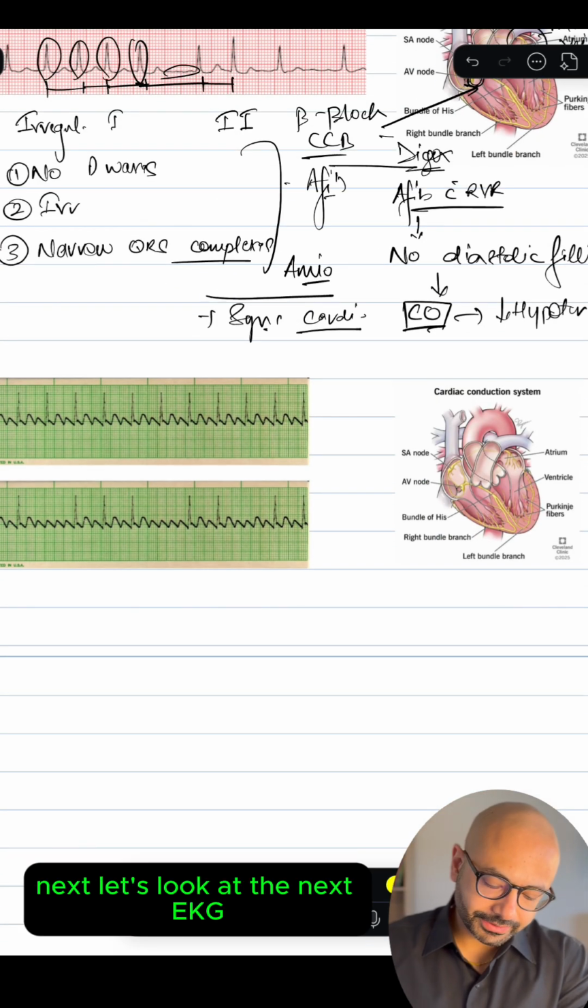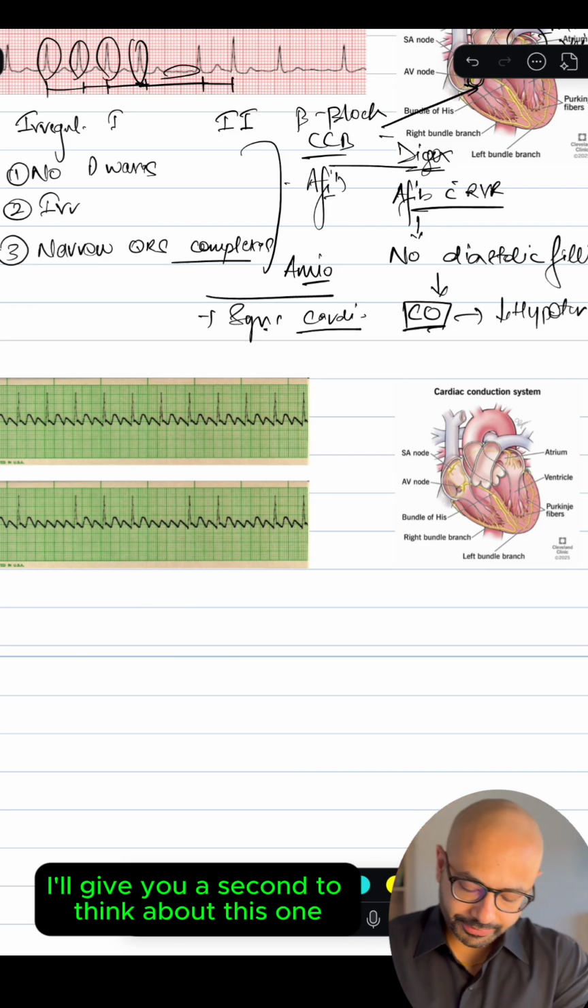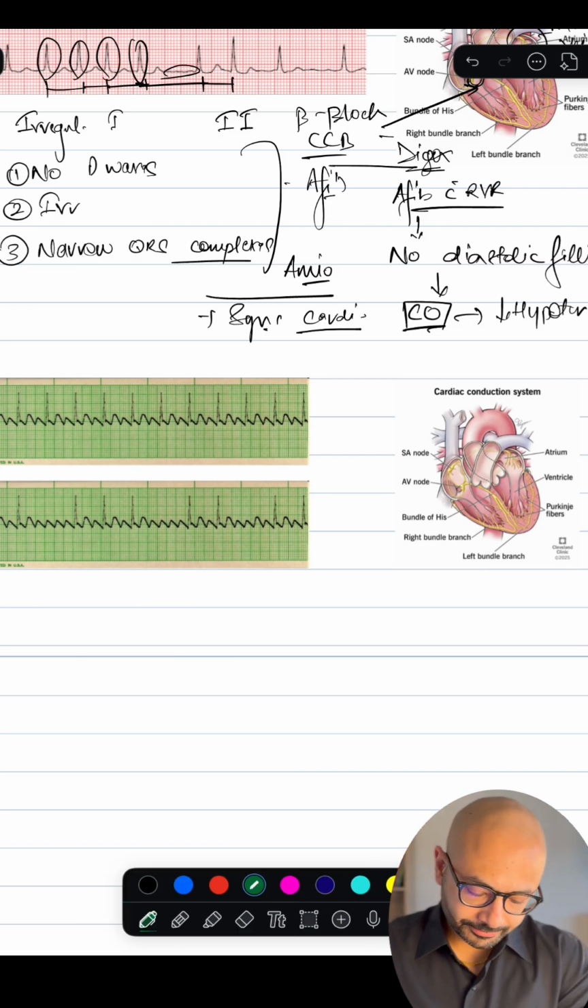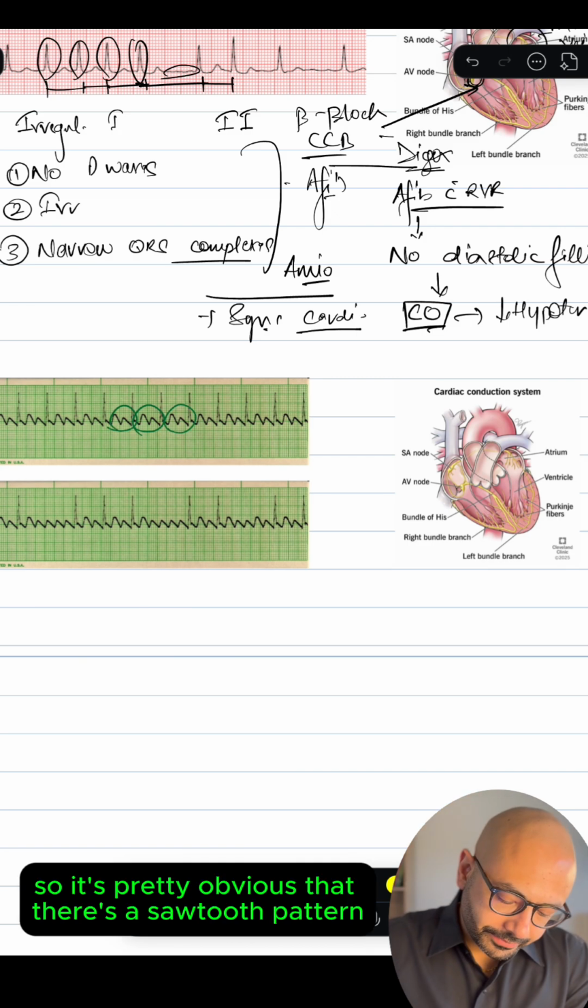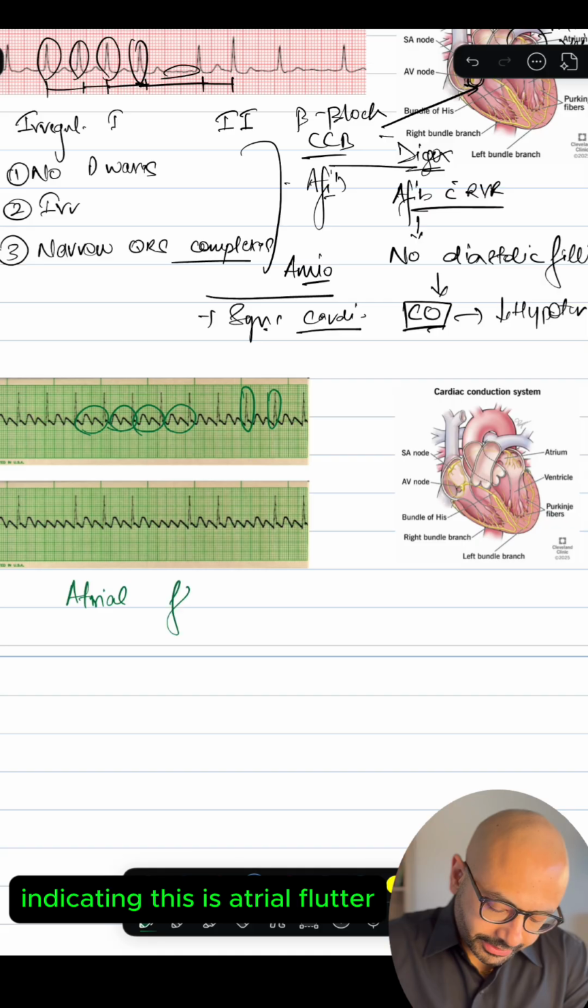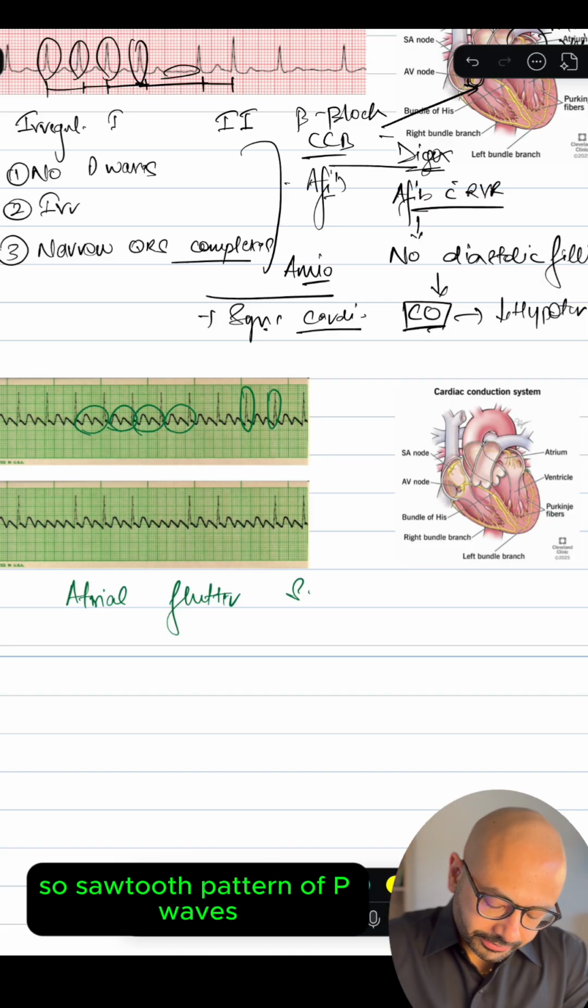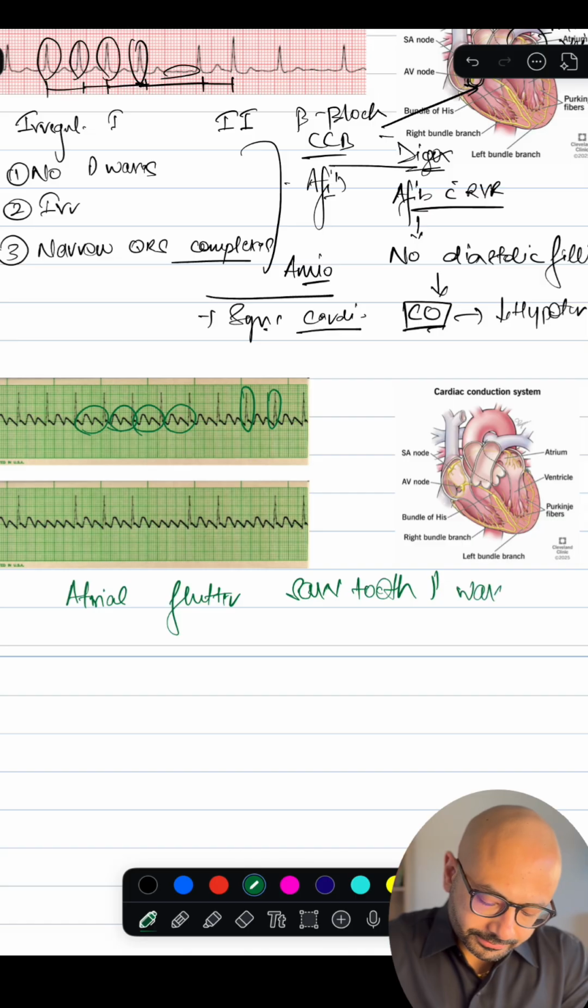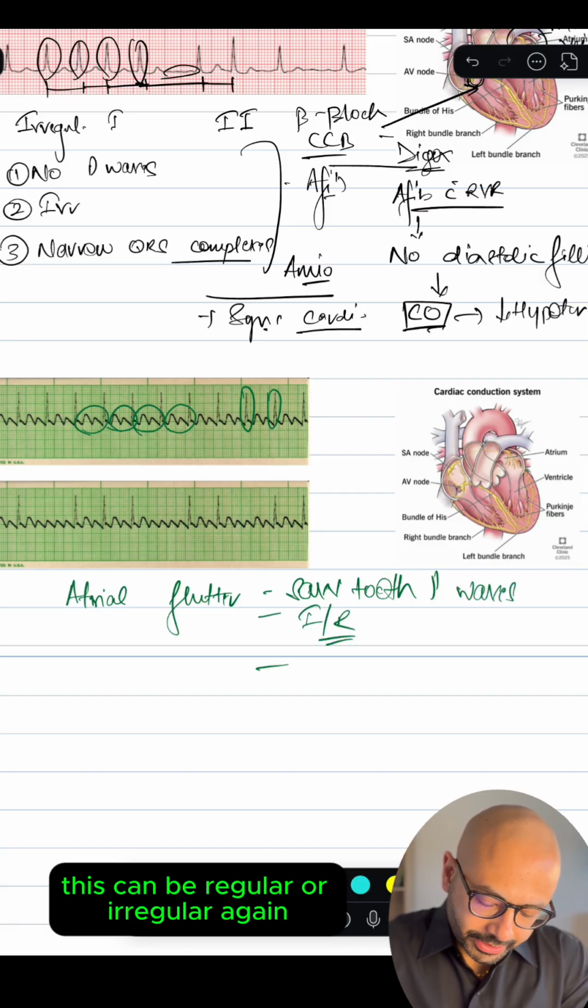Next, let's look at the next EKG. I'll give you a second to think about this one. So it's pretty obvious that there's a sawtooth pattern on the baseline with narrow QRS complexes, indicating this is atrial flutter. So, a sawtooth pattern of P waves. This can be regular or irregular.